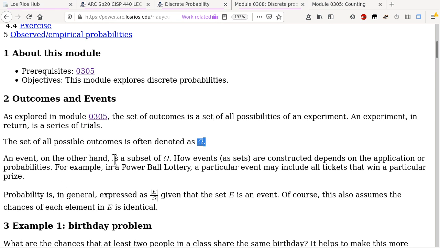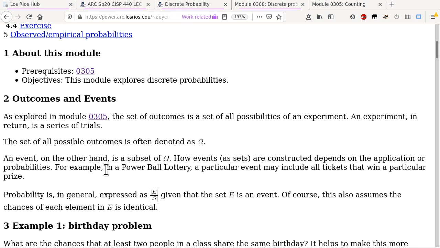An event, on the other hand, is a subset of omega. So that's basically the definition of an event. It really is just a subset of omega. So now, what is the qualification of this particular subset other than everything in an event as a set also has to be in omega? What else are we going to be talking about? It all depends on the problem that you're trying to solve. So there's no fixed rule to relate an event to omega.